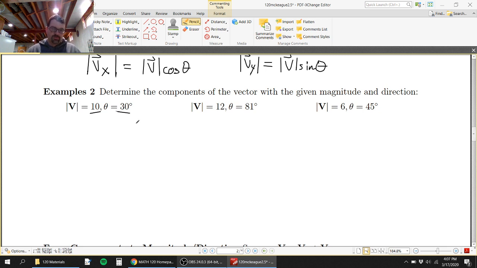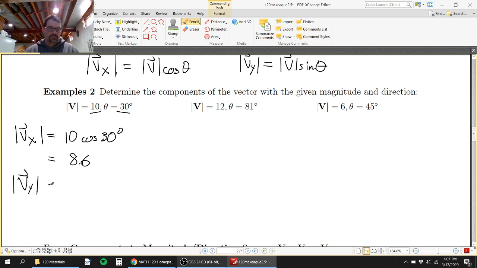Okay. Assuming you paused and did that, well, your Vx would be 10 times the cosine of 30 degrees. And if you punch that out, you get about 8.6. And Vy is 10 times the sine of 30 degrees, which is 5 units. So just to briefly give you answers here.